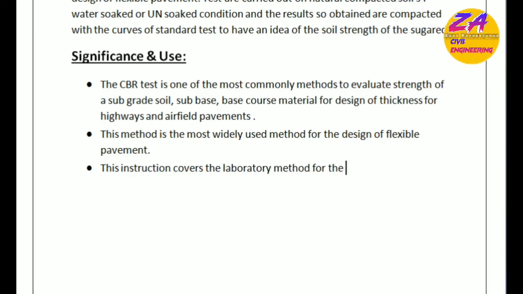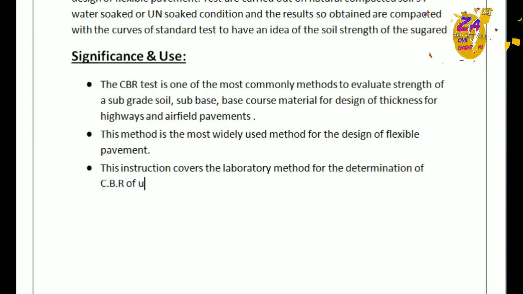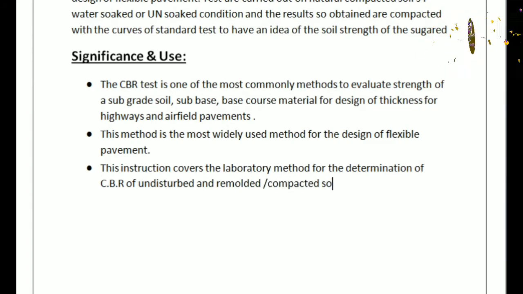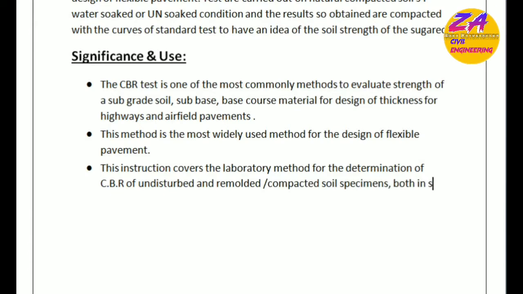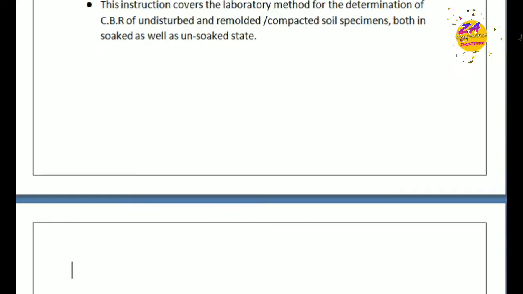These instructions cover the laboratory method for the determination of CBR of undisturbed and remolded compacted soil specimens, both in soaked as well as unsoaked states. Right? After this, we go on to the related theory, which is very important in this experiment.